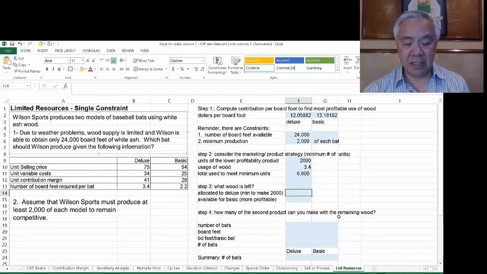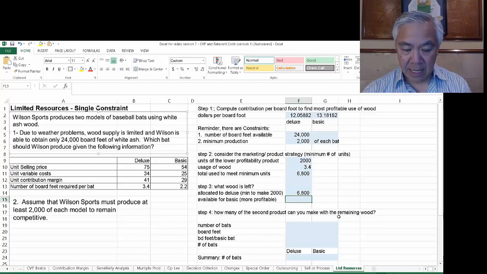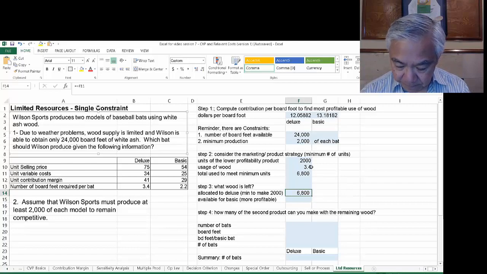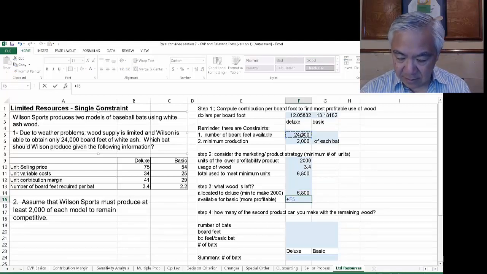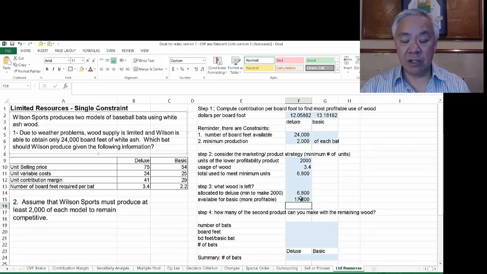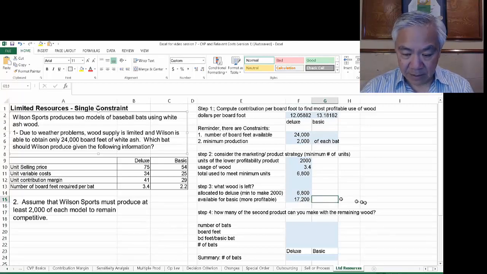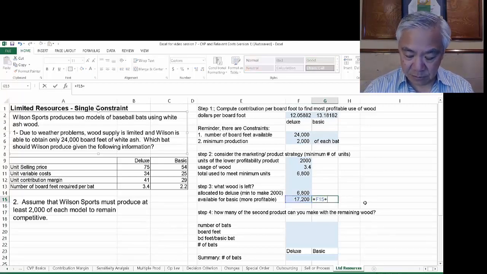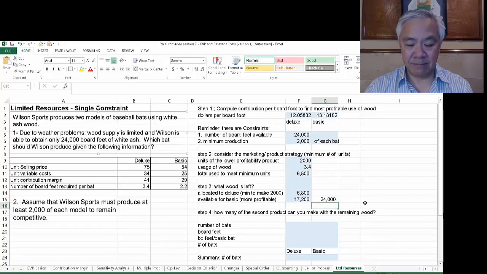The allocation to the deluxe bat, which is our minimum, is 6,800. And the amount available for the more productive bat is the 24,000 minus the amount that we used up on the deluxe bat. We could use 17,200 for the basic bat, which makes us more money. And just check the math. If we add those two, it's the 24,000 board feet.